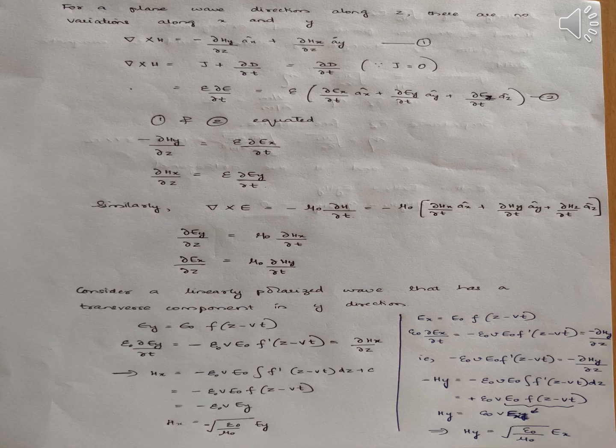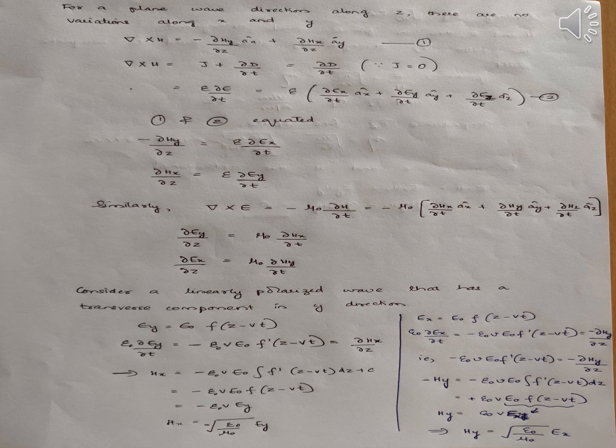So Ex, that is the electric field which we have assumed in the x direction, I'm writing it as E0 into a function of z minus Vt. Why z minus Vt? Because the propagation is along the z direction, and E0 stands for the maximum value of Ex. Now what I'm going to do is, on both sides, LHS and RHS, I'm going to partially differentiate with respect to t, and I'm also going to multiply epsilon 0 on both sides. So what do I get? Epsilon 0 dou Ex by dou t is equal to, what happens when you differentiate the right hand side? See, E0 is a constant.